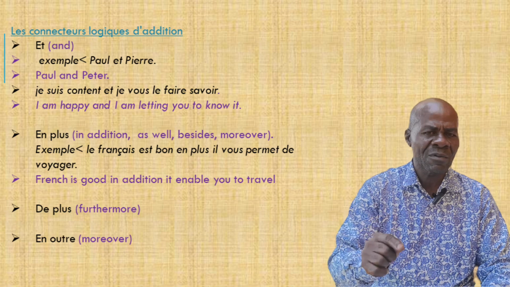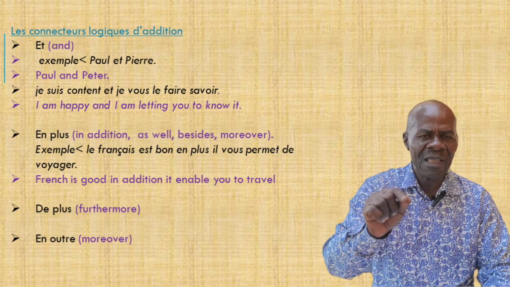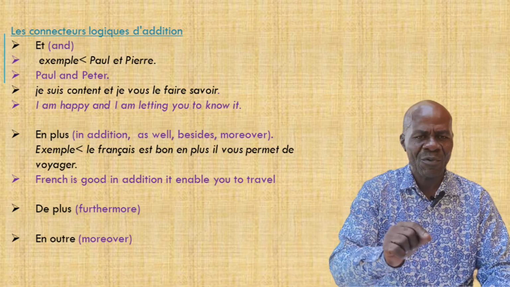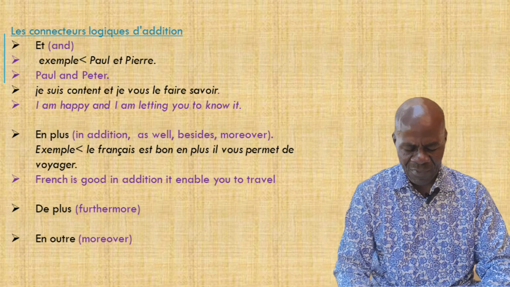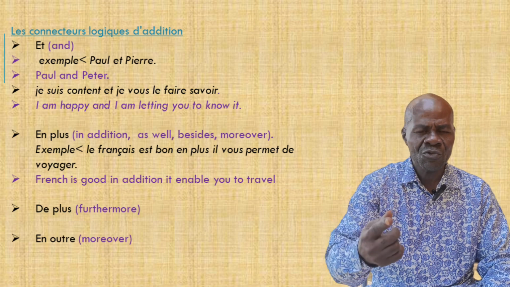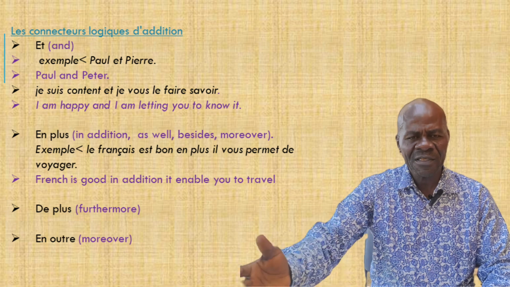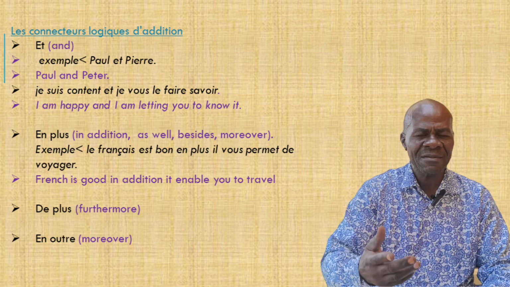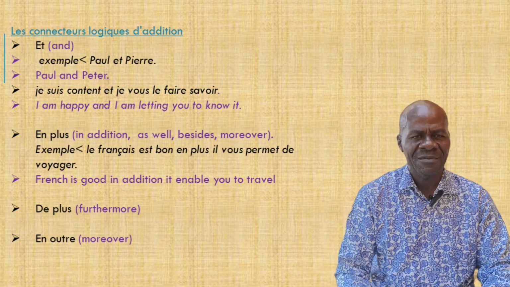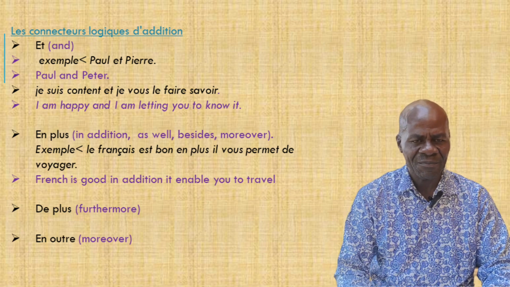Instead of saying Paul, Pierre, you will say now Paul et Pierre. Paul and Pierre. Et je suis content et je vous le fais savoir. I am happy and I am letting you know it. You see, two ideas. Et.